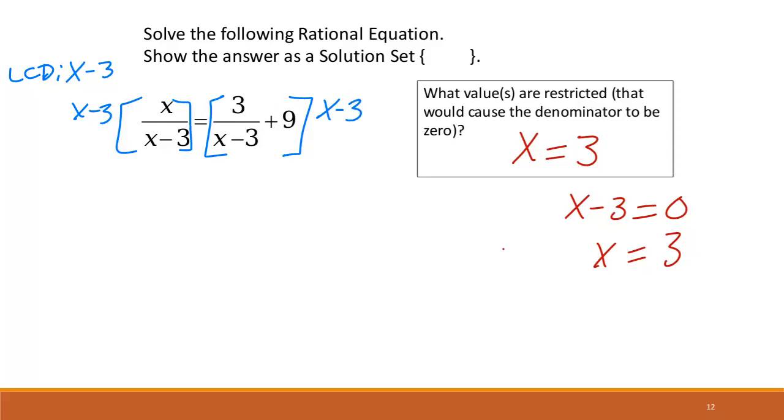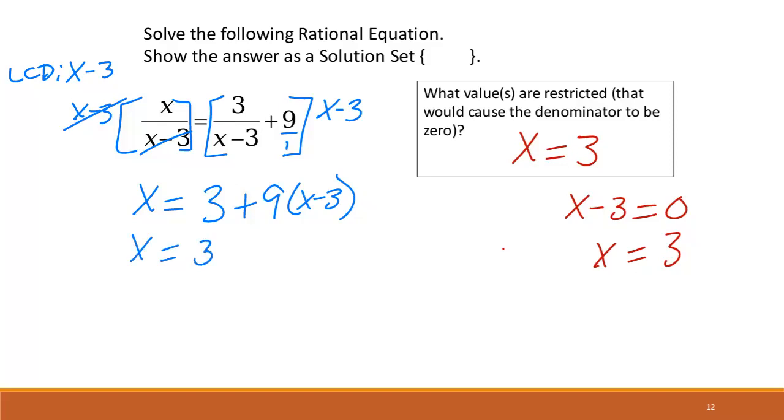On this first term, these will cancel. I'll be left with x equals. On the second term, they'll cancel, here 3. Here, this is a 1, so there's nothing to cancel with it. So I'm going to have 9 times x minus 3 here. So then I can distribute. After that, I can combine like terms.